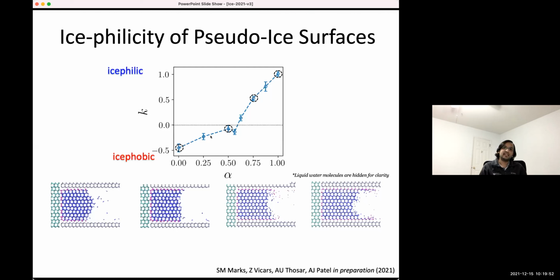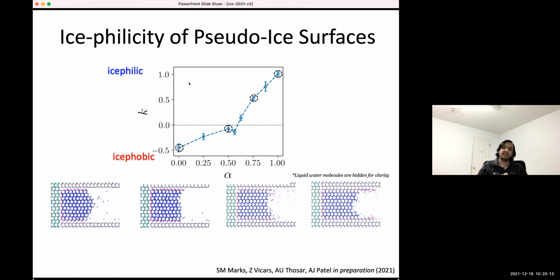But the decrease in icephilicity is much more gradual beyond 0.5, polarity charge scaling of 0.5. And so at this point, I'd like to emphasize that the fact that a non-polar surface likes liquid water more than ice, or is icephobic, is not at all trivial, right?